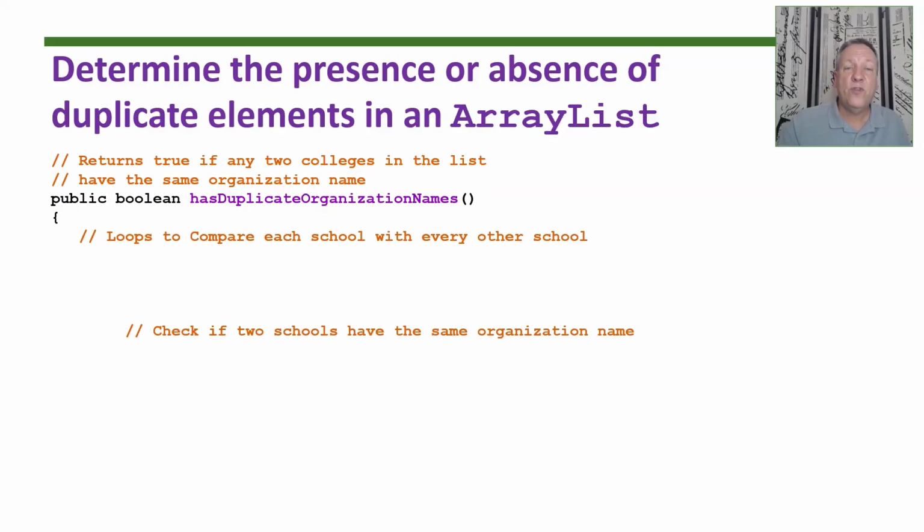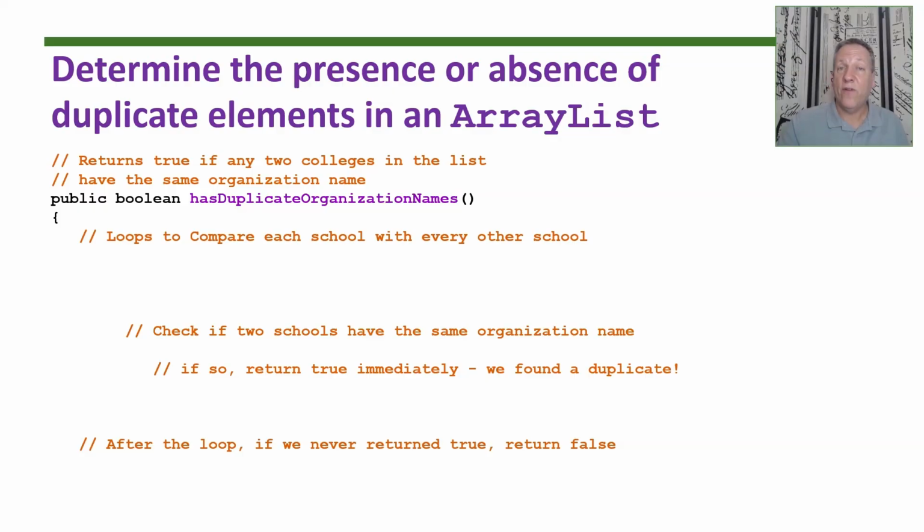If we ever have 2 schools that have the same organization name, well, then immediately return true because I found a duplicate pair, right? I don't have to search anymore. All it takes is one duplicate pair for me to return true because I found a duplicate. After I'm done checking everything, if I'm still there, well, then I'm going to return false because there are no duplicate organization names in my array list.